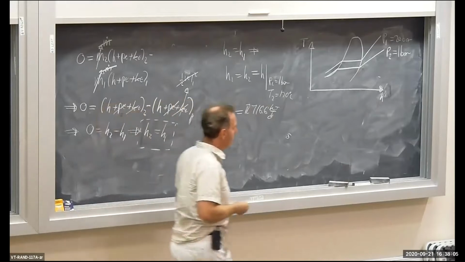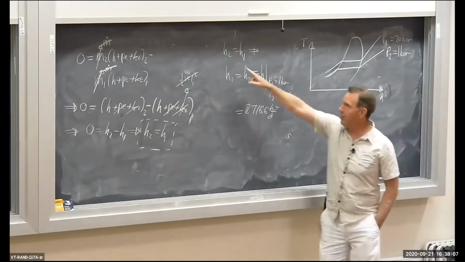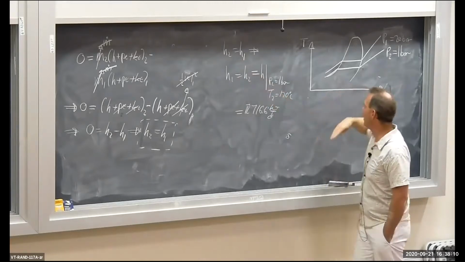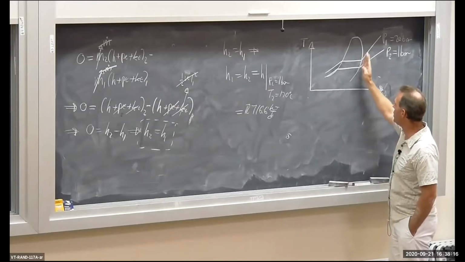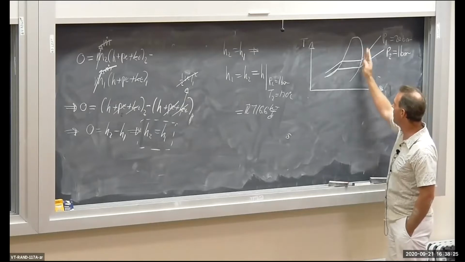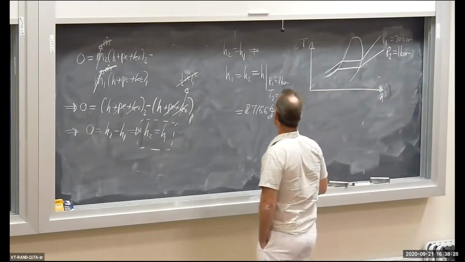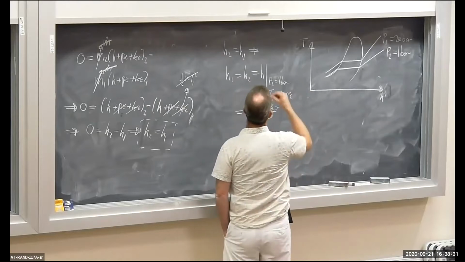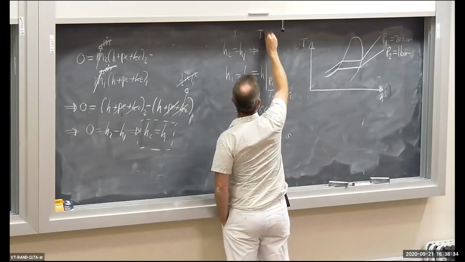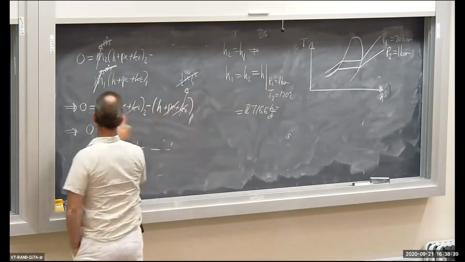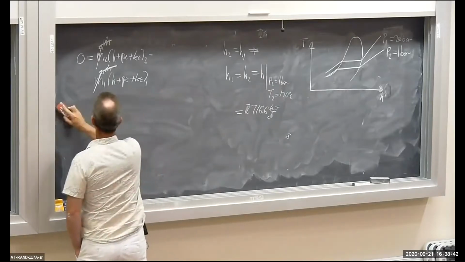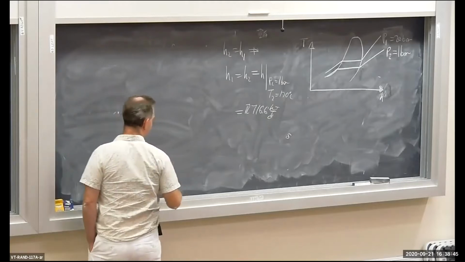Now, H2 is equal to H1, so a new word: isenthalpic. Isenthalpic means that we're moving vertically on the TH plot. We're going from a high pressure to a low pressure on the TH plot, and we're moving vertically up and down. So this is an isenthalpic process. I'll write it over here somewhere. Isenthalpic, brand new word. Constant enthalpy.